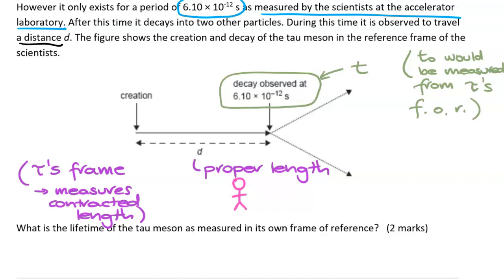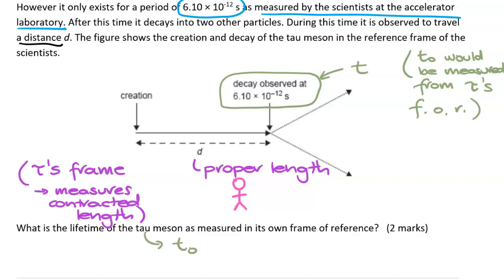The proper length is measured by those scientists who are stationary with respect to the ground. So it might be a little confusing here. We've got two measurements that are given. Well, D isn't a measurement. I imagine we might need to calculate that later. We've got two quantities here. One is proper and one is not. So really important to think of who's carrying the clock, who's carrying the ruler, basically. The question actually says, what is the lifetime of the tau meson as measured from its own frame of reference? That would be that T naught that we spoke about.